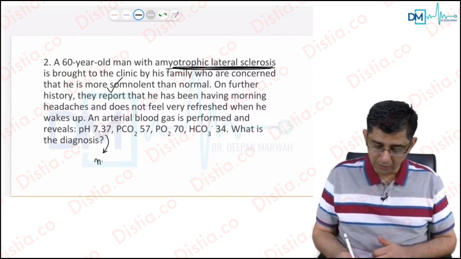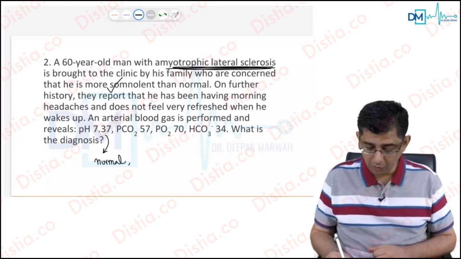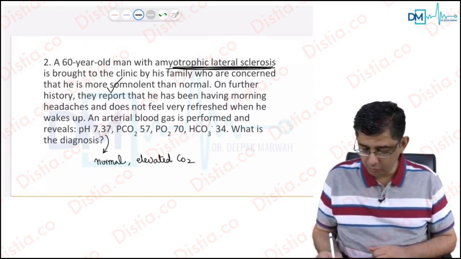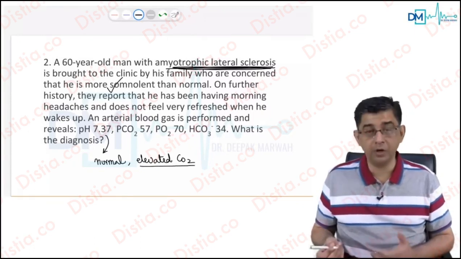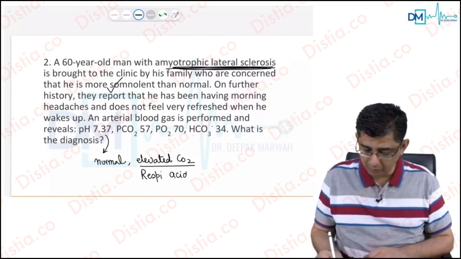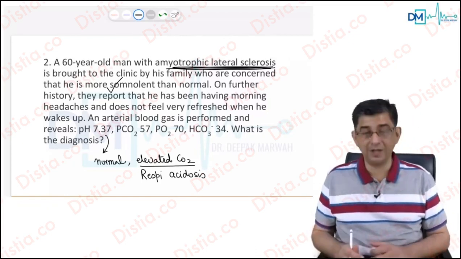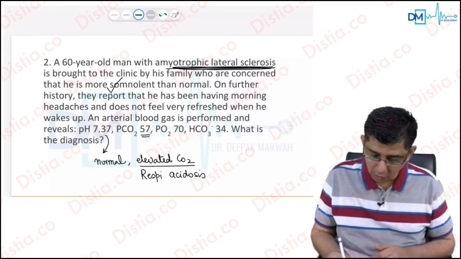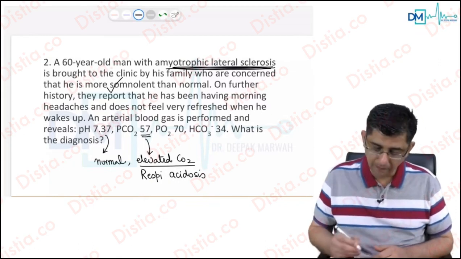The pH of this particular person is normal. The PCO2 of the patient is elevated. When you read elevated carbon dioxide, you know the fact that there is a respiratory component present in the patient. This patient is definitely having more carbon dioxide producing protons. So I'm writing the words respiratory acidosis as an interpretation of elevated CO2 of this particular person.